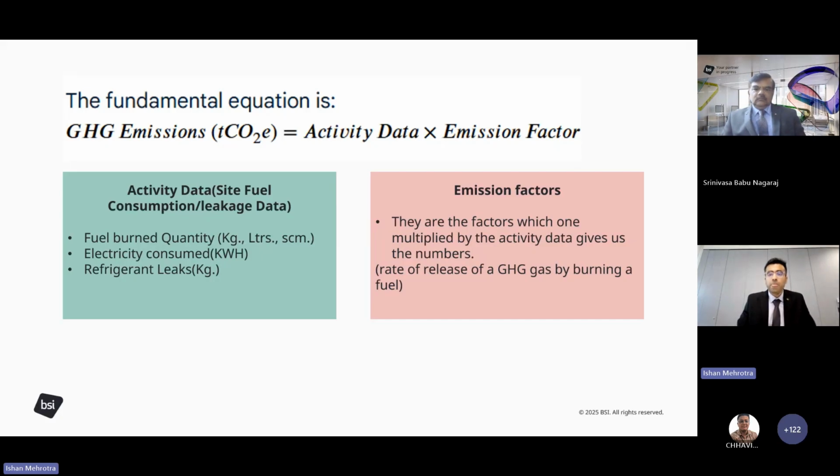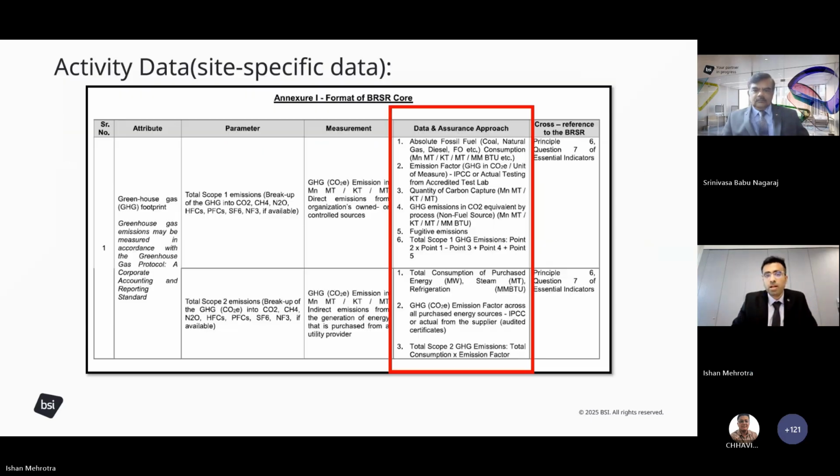And emission factors are the ones that relate the carbon emissions with the activity data. That this much fuel I burned, this much is the carbon emissions made by my organization. Basically, an emission factor is the rate of release of a gas by burning a fuel or of a GHG gas. Now, for activity data, SEBI focuses that it should be site-specific data. If it is not available, it allows you to use secondary elements as well, like calculation based upon square feet, or maybe the national building codes, the thumb rules, but the focus is on site-specific.